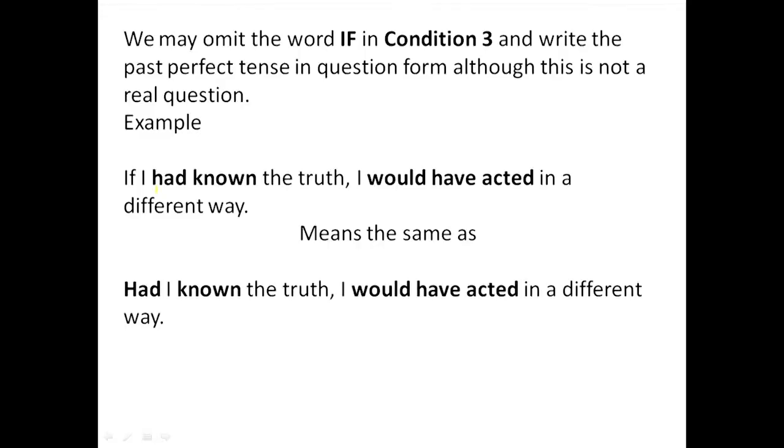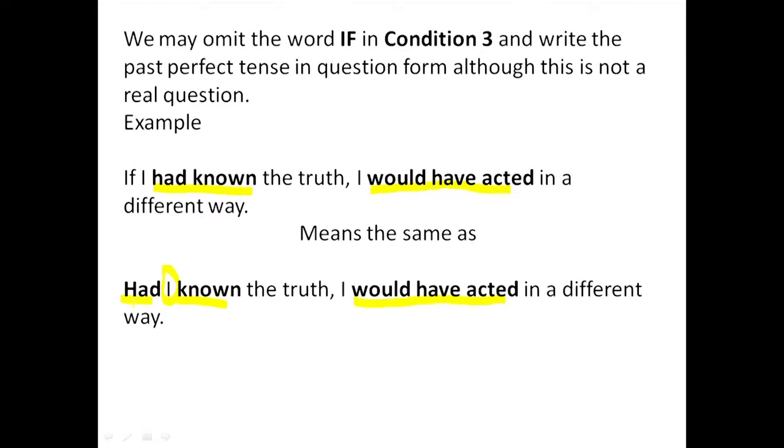So see here, if I had known the truth, I would have acted in a different way. If I had known the truth, I would have acted in a different way means the same as had I known the truth, I would have acted in a different way. You see, the subject in fact exchanges places with the verb had. We call this had the operator, okay? The entire activity is called inversion.